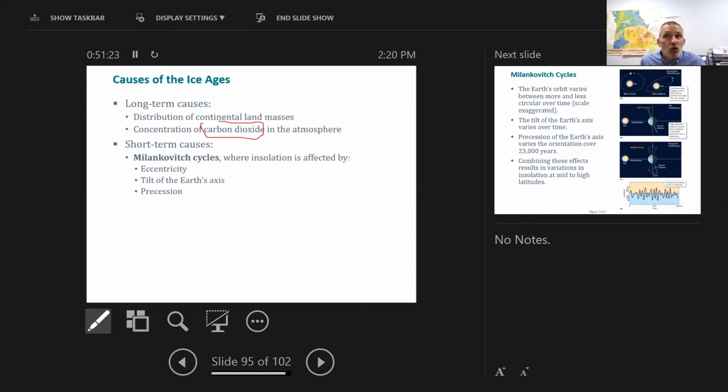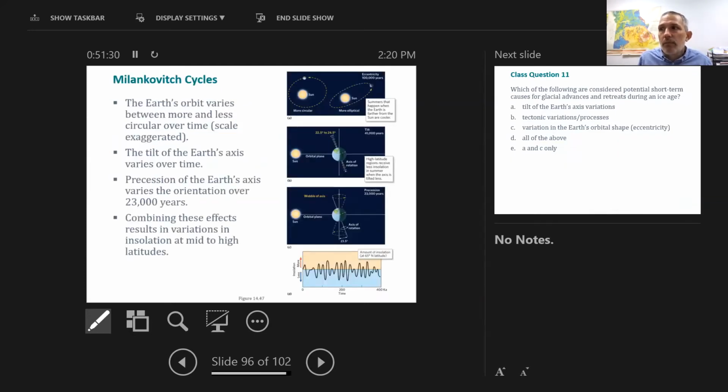But when we start looking at short-term ice age and interglacial, these are going to be associated with Milankovitch cycles. Again, we talked about this. These are orbital variations, and there are three of them. One is the ellipse, the orbit in which the Earth moves from rounded to ellipse, rounded to ellipse. The tilt of the Earth goes from 23.5 degrees to 22.5 to 24.5.